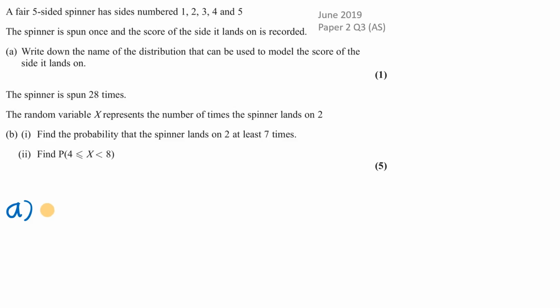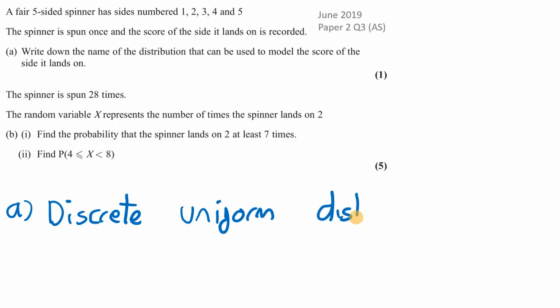So we talked about this in the probability distribution video, so go back to that if you need a reminder. But this here, the distribution is discrete because it can only land on certain values, so 1, 2, 3, 4, and 5. It can't be a decimal, for example, and it's also a uniform distribution. It's uniform because the probabilities of it landing on 1, 2, 3, 4, or 5 are all the same because it's a fair 5-sided spinner, so therefore it's a uniform distribution. So it's a discrete uniform distribution.